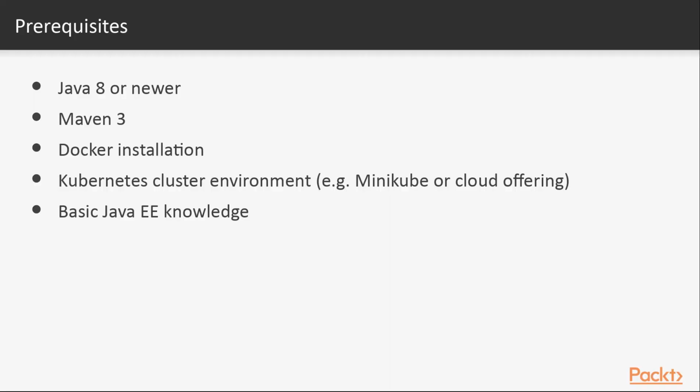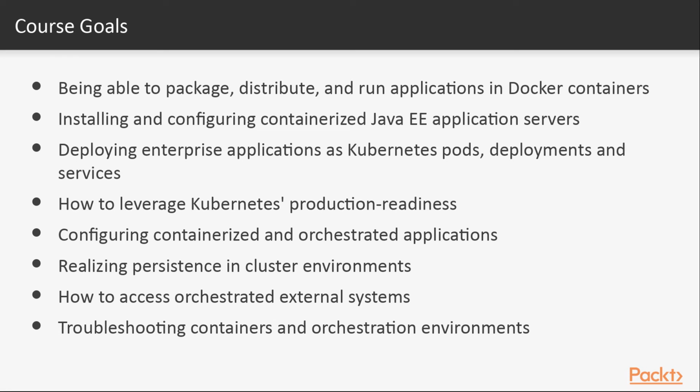The prerequisites in order to execute the examples are: you need a Java 8 or newer installation, you need Maven 3 in order to build our Java Enterprise apps, and of course you need a Docker installation in order to build Docker images. Then you need access to some Kubernetes cluster environment, either using Minikube within a local installation or by any cloud offering. And also it helps to have a basic Java EE knowledge to understand how we build these enterprise apps. Now for the goals of this course.